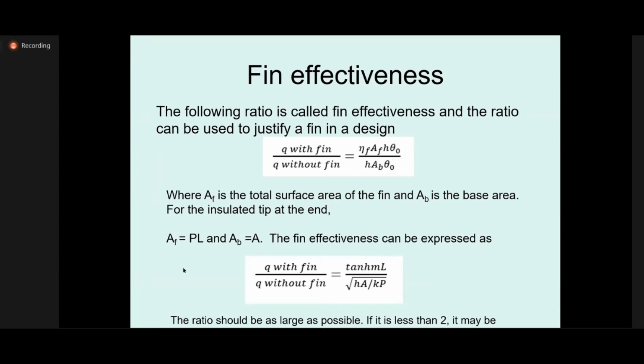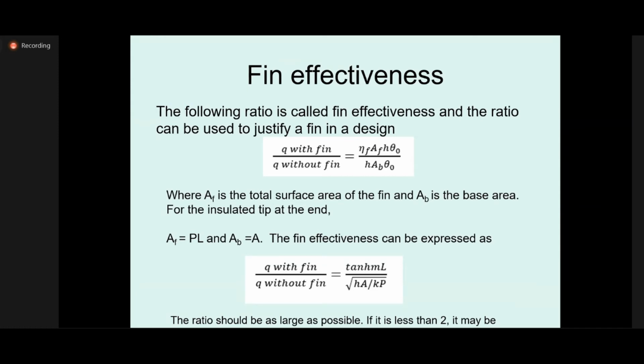So if we take A_f equals P times L, perimeter times L, and A_b equals A, then the fin effectiveness can be expressed. Again, we're taking case 3, I think. So it comes out to be like this: tanh(mL) over m, basically. This ratio should be as large as possible. If it is less than 2, it may be useless to add a fin.